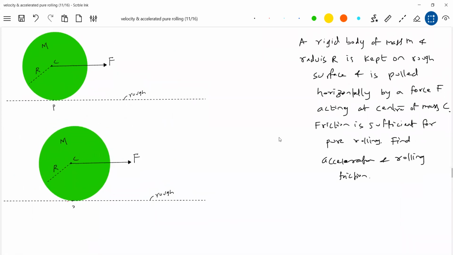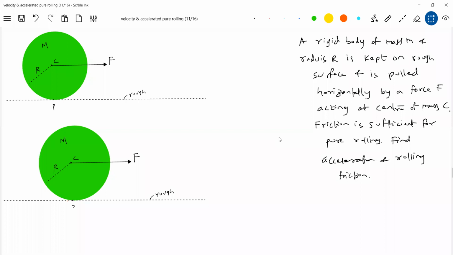You have the question in front of you. Let's proceed with the calculations part. There's a point P. So the moment you apply force, center of mass will accelerate. Then if a_C is the acceleration of center of mass due to translational motion, all points should also have the acceleration of center of mass. Then what about the point of contact?